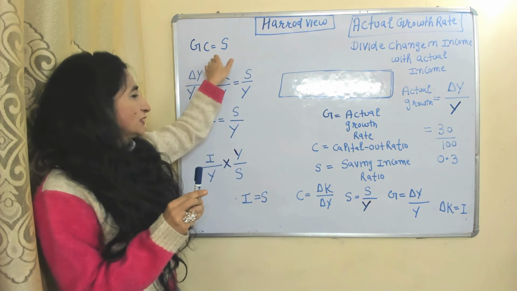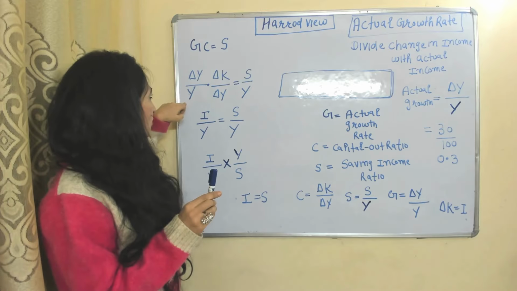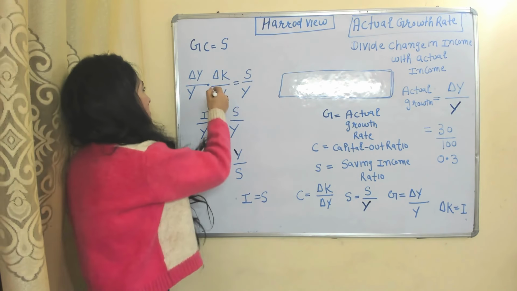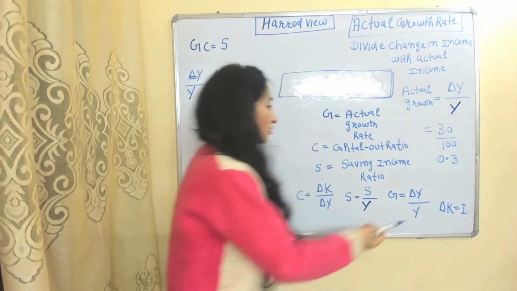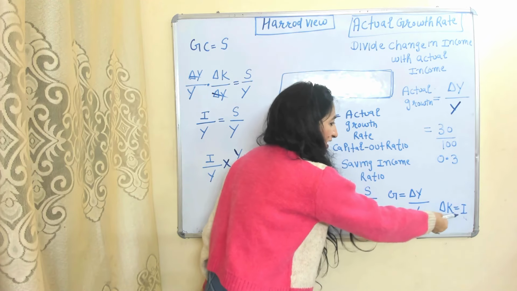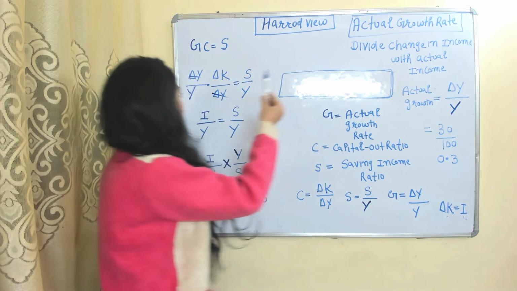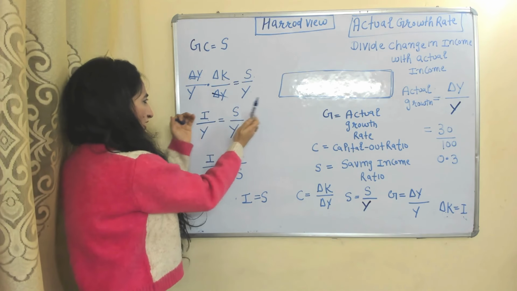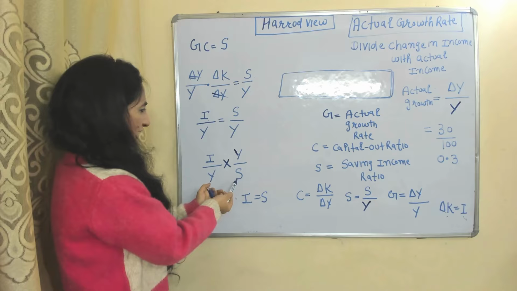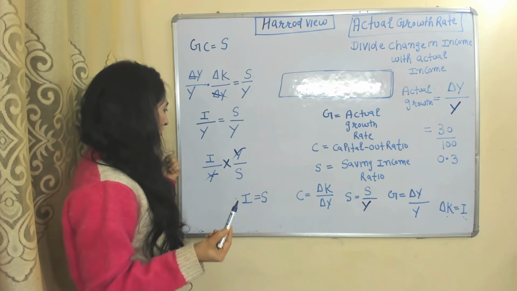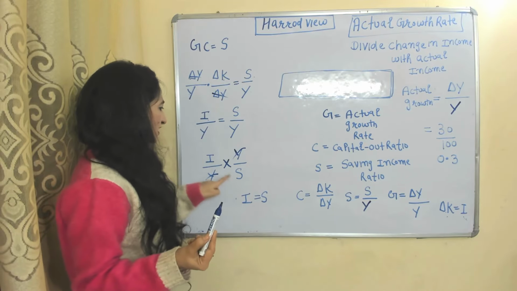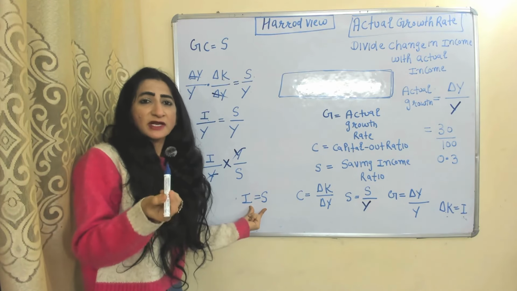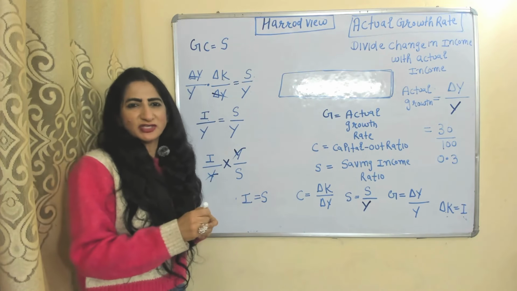Now we will put in the value of each variable. G equals delta Y over Y, C equals delta K over delta Y, S equals S over Y. This and this will cancel out. As we know, the overall change in capital is equal to investment, that means delta K is equal to I. That's why in place of delta K we can write I, and S over Y will come to this side. Now our equation will look like this. This and this will cancel out. Only two determinants remain, investment and saving, which are equal to each other, because according to Harrod, for stable economic growth, saving should equal investment.